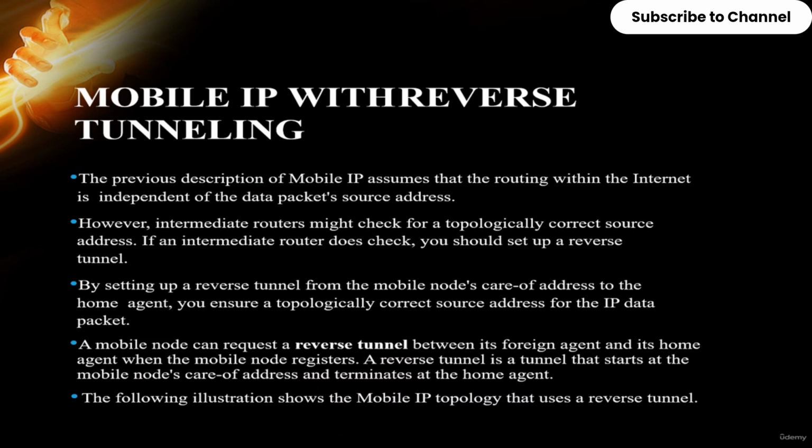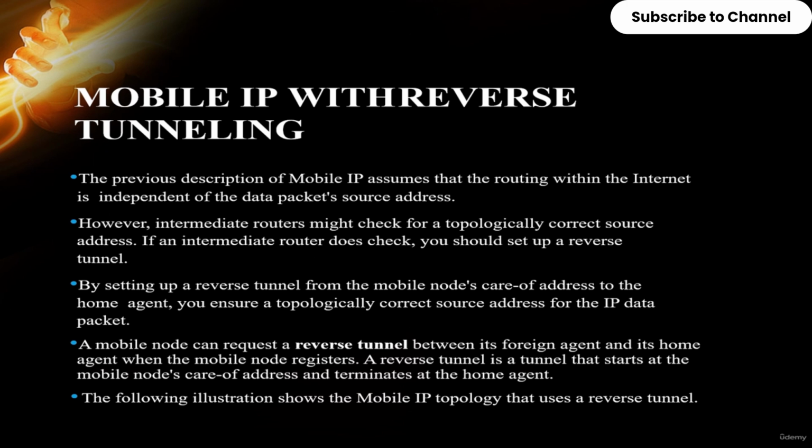So here is the mobile IP with reverse tunneling. Reverse tunneling is needed whenever it wants to connect to the current location. So the previous description of the mobile IP, like how many places it travels, all these things will be encapsulated in its header.